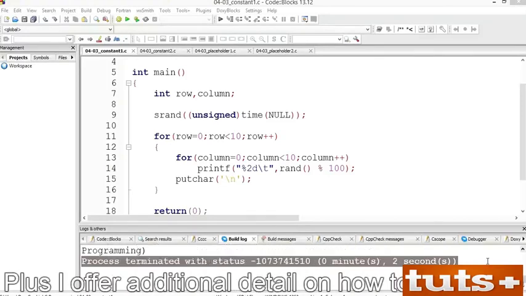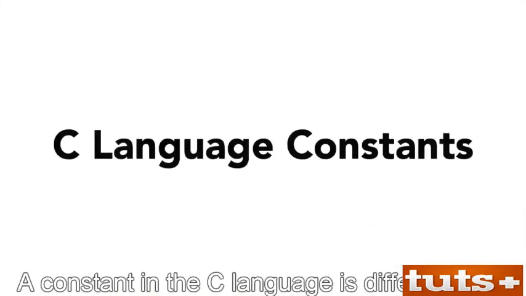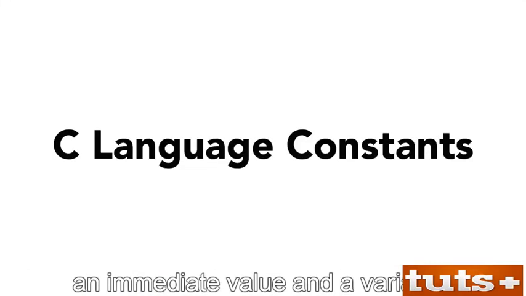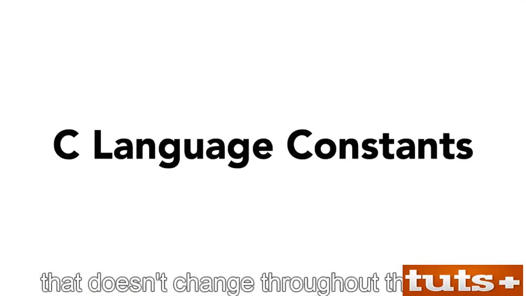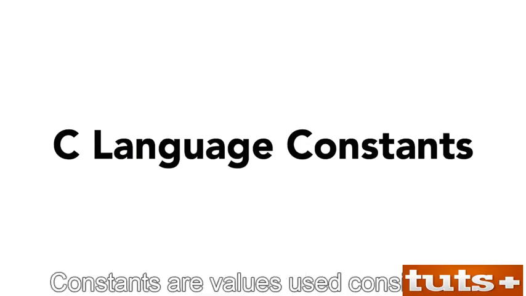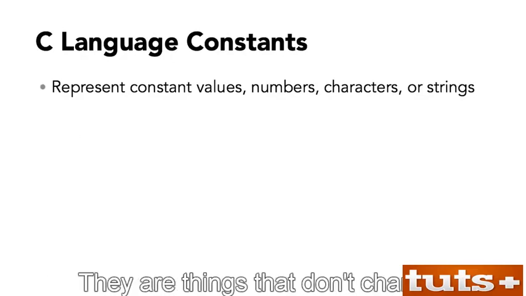A constant in the C language is different from an immediate value and a variable. It's more like a universal value that doesn't change throughout the code. Constants are values used consistently throughout your source code. They're things that don't change. They're created by the preprocessor define directive. Normally, the constant is written in all caps, letters, and underlines only.